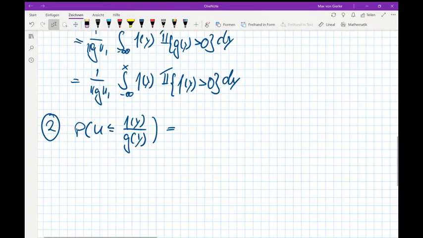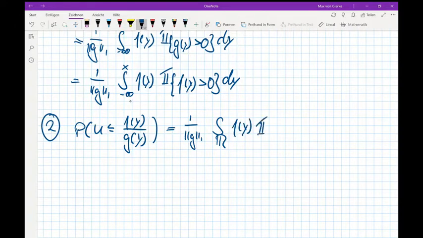So what is here is 1 over g. If x goes to infinity, then we integrate over R. So we have this, that's f(y) positive dy. Okay, cool.